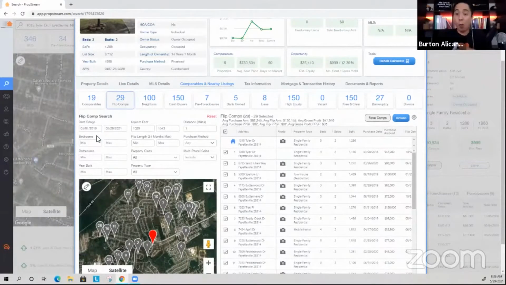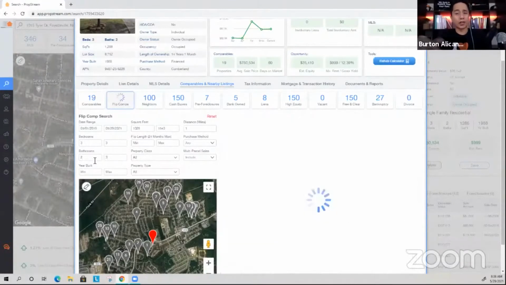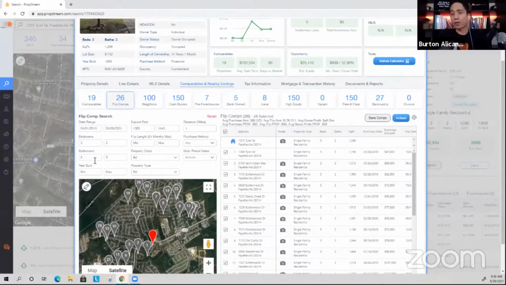And the flips that I want are identical to my subject property. So show me all the flips that were 3-bedroom, 2-bathroom. Right, I'll do 2 to 3 because some of these flips can sometimes put a 3rd bathroom in there. So I'll do 2 to 3 bathrooms. I can put year built. I can put the square footage of the building that was flipped.